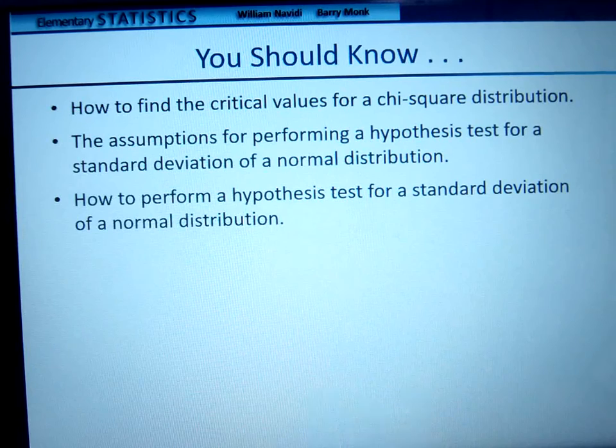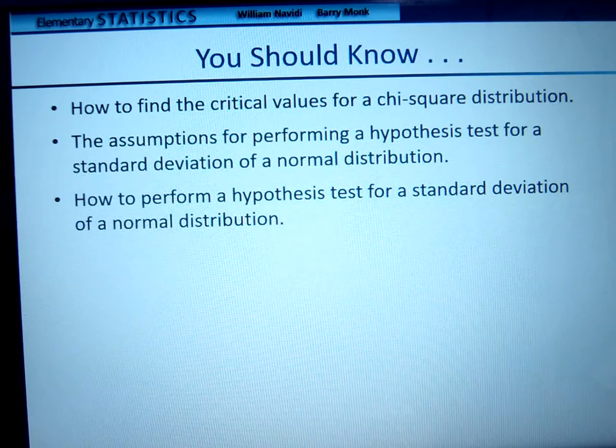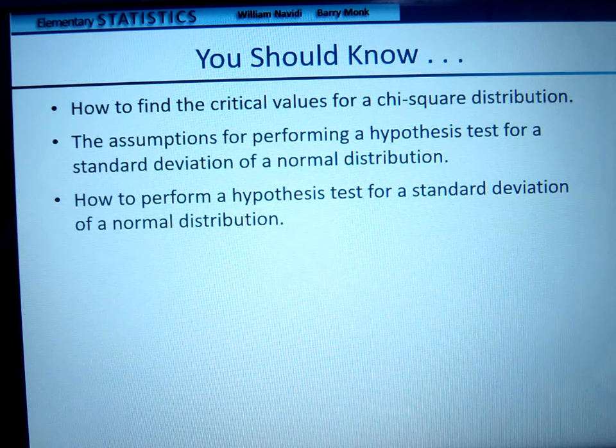Now, from 9.4 or 9.5, you should find the critical values for the chi-squared distribution, use the assumptions for performing a hypothesis test for standard deviation and normal distribution, and know how to perform a hypothesis test for the standard deviation of a normal distribution. Once again, I don't think I have to tell you, 3x5 cards, organize yourself, make a flow chart, whatever you think is best you need to do for preparing for this section and what tests you should do.